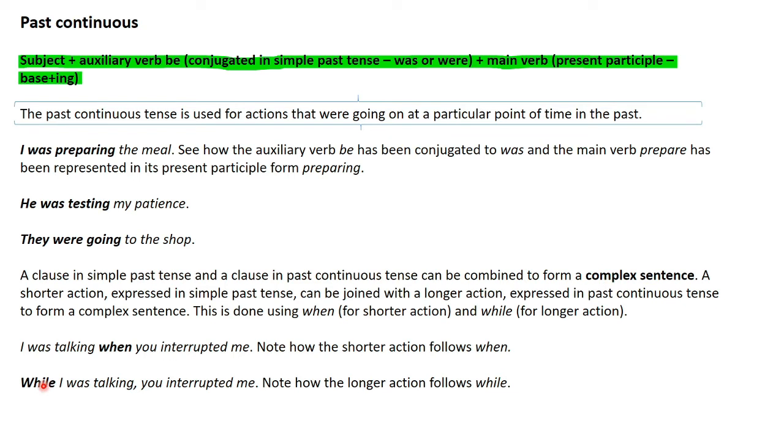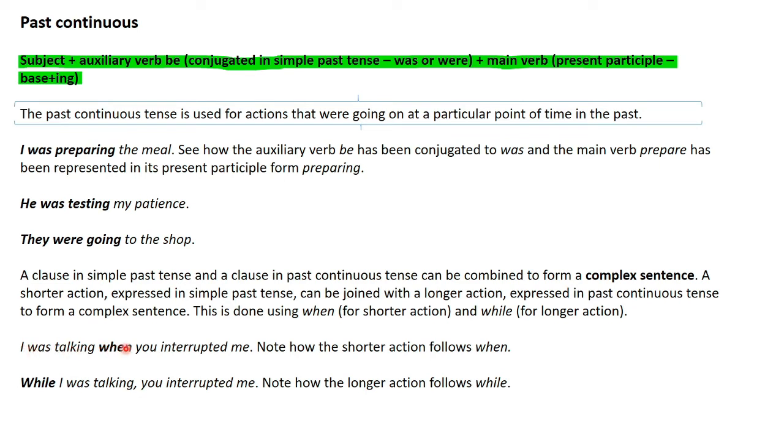A subordinating conjunction comes in front of a dependent clause. This means that what follows a subordinating conjunction is a dependent clause. I was talking when you interrupted me. I was talking: subject, the past form of the verb to be, the conjugated form of the verb to be in the past tense, was, present participle talking. So this is a past continuous tense.